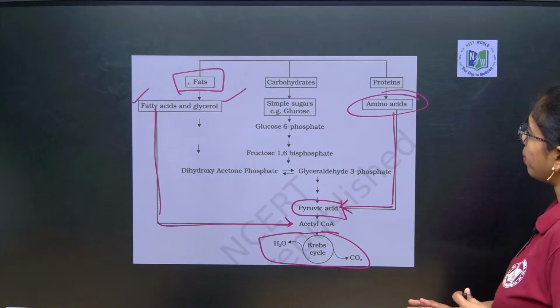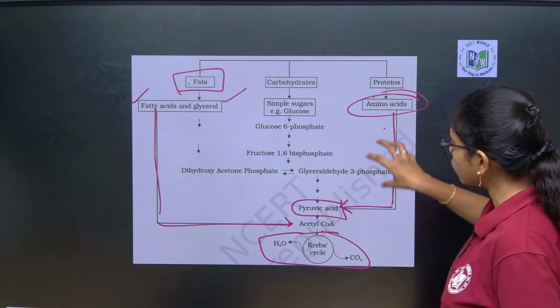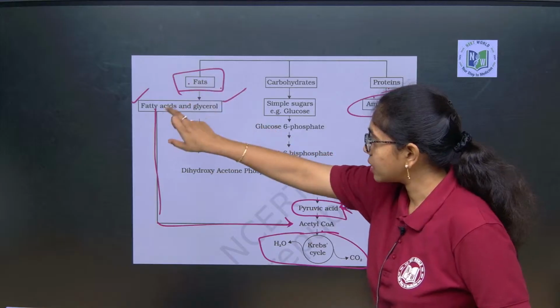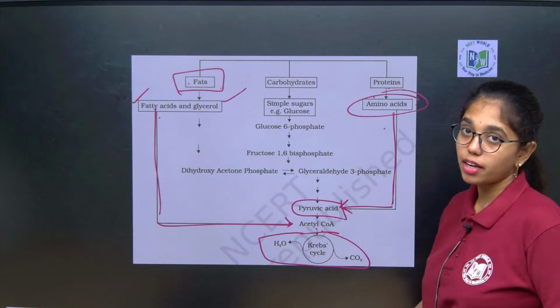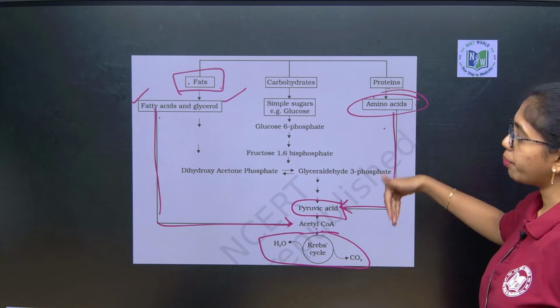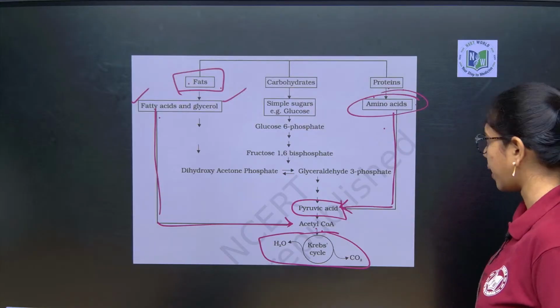Here what you have to remember, Nana, is that proteins join as pyruvic acid and fats from fatty acids to acetyl CoA. This is more important. Keep the labelings in your mind all the time.